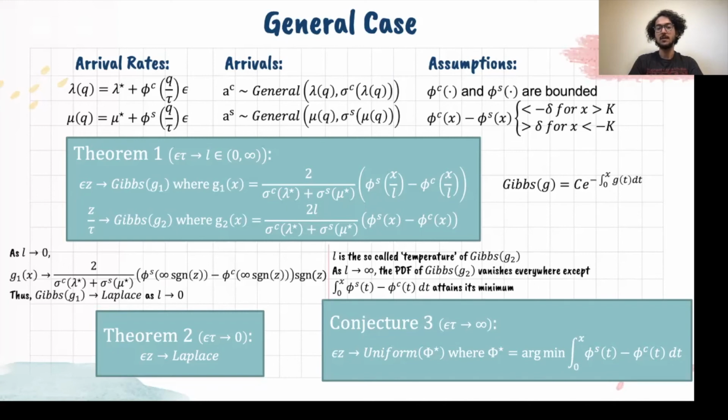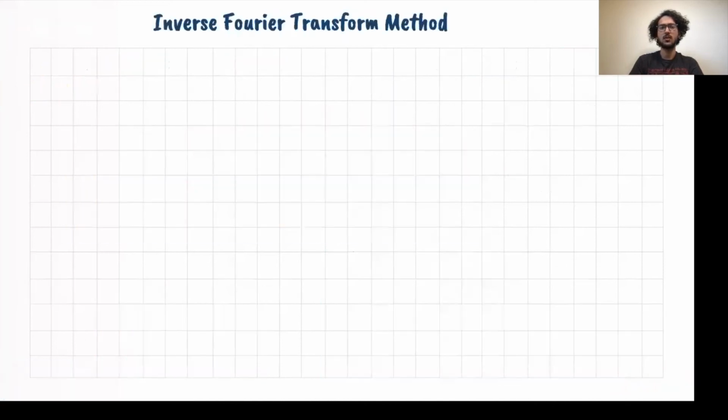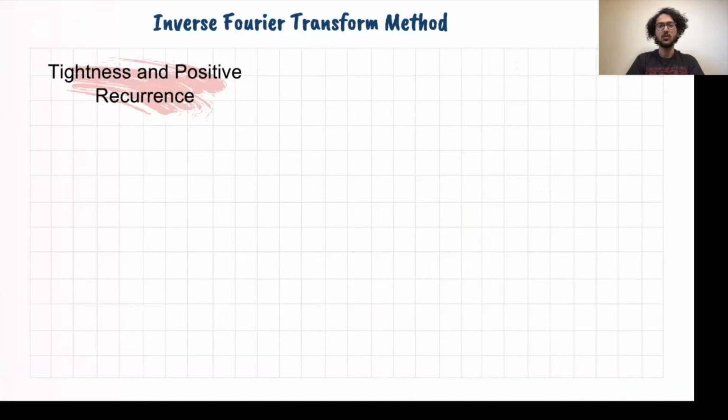Now we briefly present the proof idea used to prove the result in the case when epsilon tau converges to a constant. We devise the novel inverse Fourier transform method, which comprises mainly three steps. First, we show tightness and positive recurrence of our system. This ensures the existence of a random variable z infinity such that epsilon z converges to z infinity in distribution.